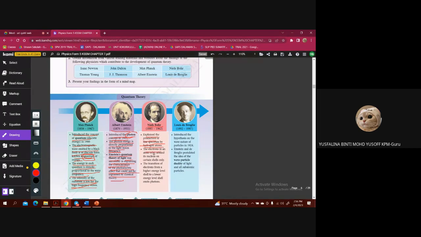The electron in an atom orbits around the nucleus in certain shells only. I think you also learned the Bohr model of the atom. The transition of an electron from a higher energy level shell to a lower energy level shell emits a photon. This is the electron jump, which I think you learned in chemistry. Louis de Broglie introduced the hypothesis of the wave nature of particles. So Einstein and de Broglie postulated the idea of wave-particle duality of light.